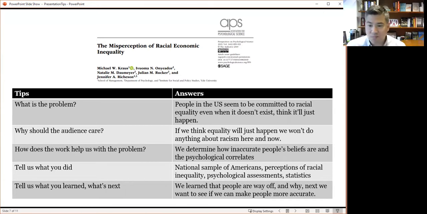Well, what we learn is that people are way off in terms of their perceptions. They think society, American society, is more equal than it actually is. We have some information about why that might be in those studies. Certainly status is related to it. So people who are higher in status, so more successful in society or closer to success in society in terms of race, in terms of income, tend to be more likely to see equality.